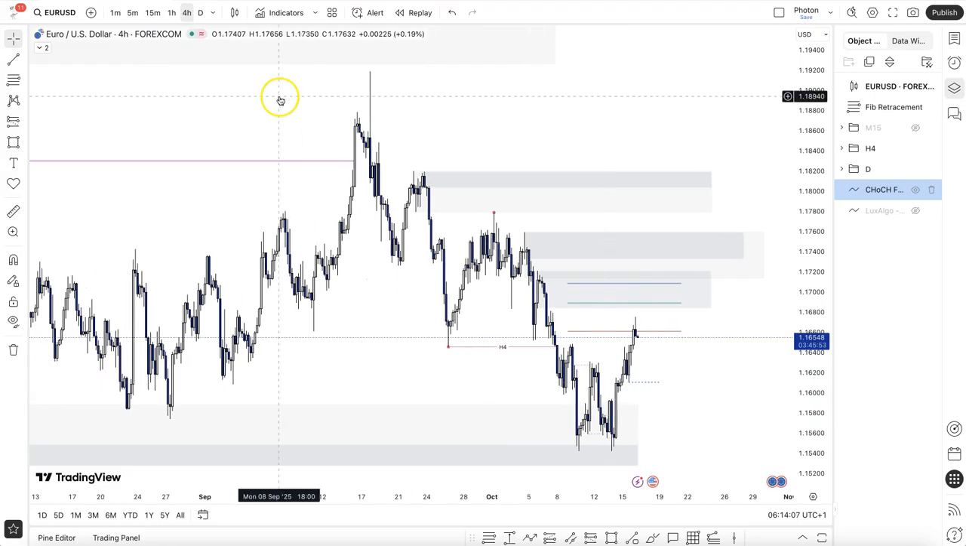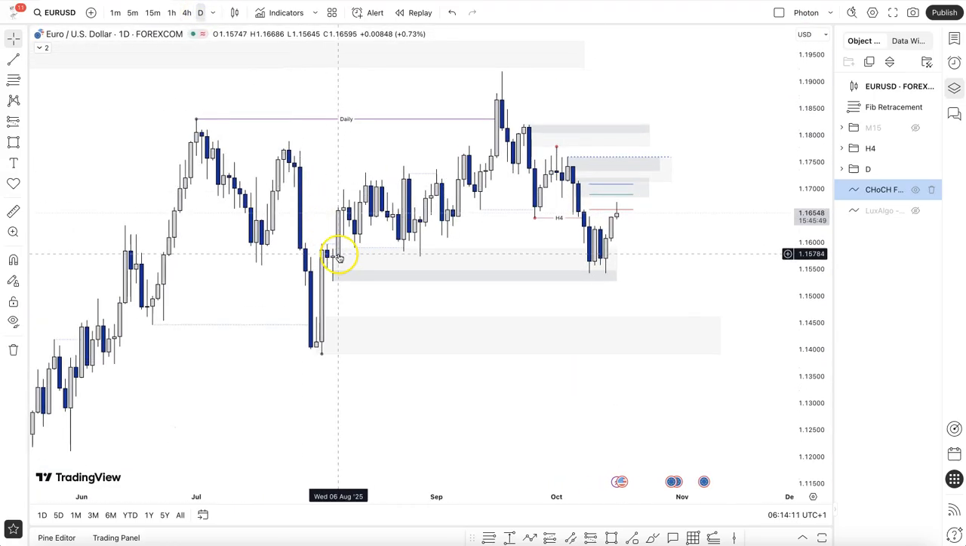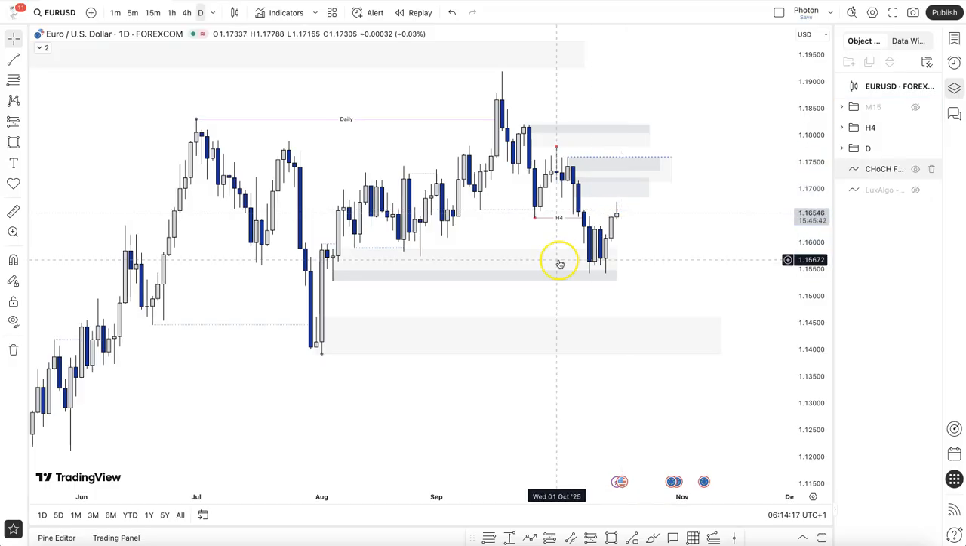However, we must also bear in mind that we are coming from, on the daily, a demand zone and price is kind of bouncing off from here. And if price is bouncing off from here, can we expect that the pullback is over and we are again going bullish? Well, for that, we need to look at the strength of this demand zone. So is this strong enough?